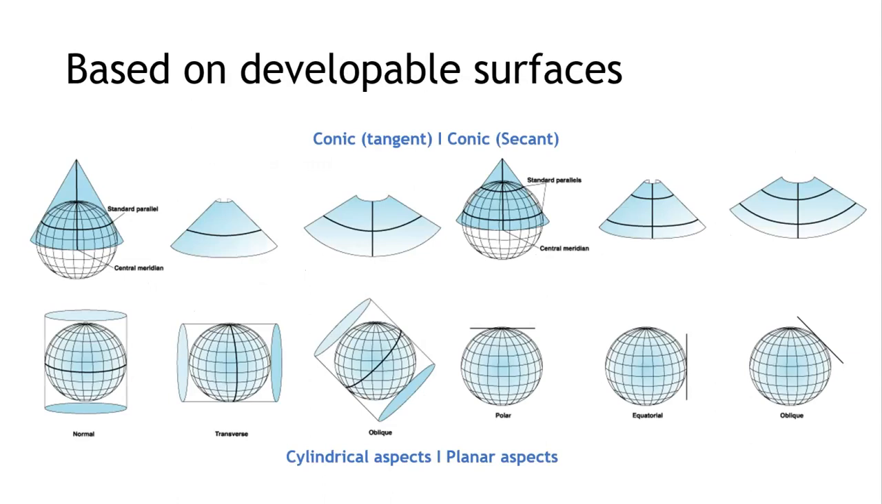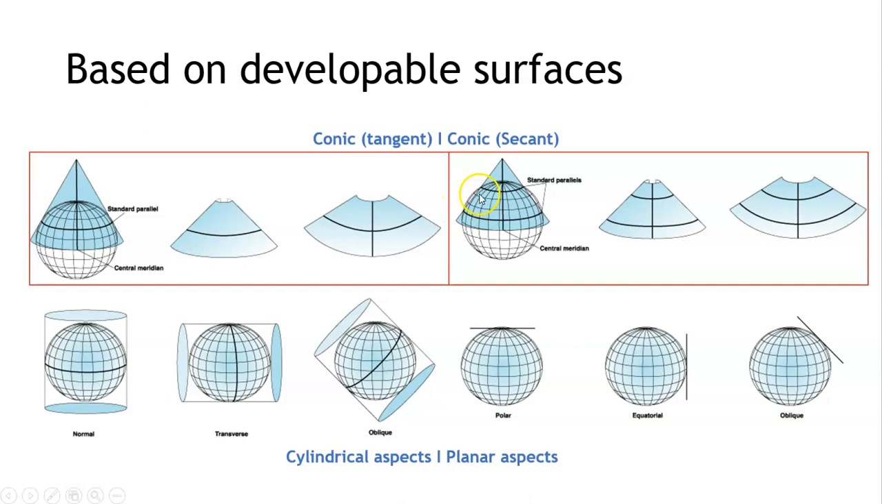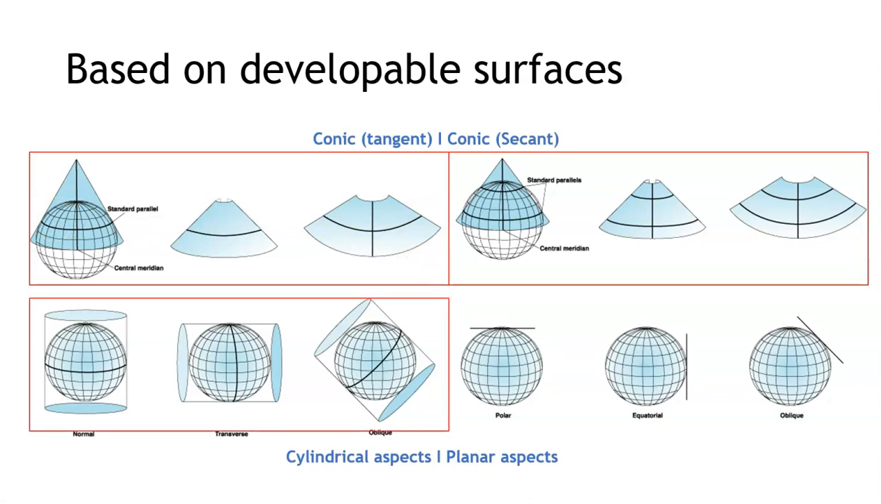Let us go to the second system, the classification based on developable surfaces. The first one is called the conic tangent system. Just observe the developable surface. The second one is called the conic secant system. I think you can visually see the kind of intersection which is present here, which is not there in the tangent system. The third system is called the cylindrical system, where you have normal, transverse, and oblique cases. The last one is the azimuthal or the planar system, with polar, equatorial, and oblique cases. They have unique systems to be highlighted.